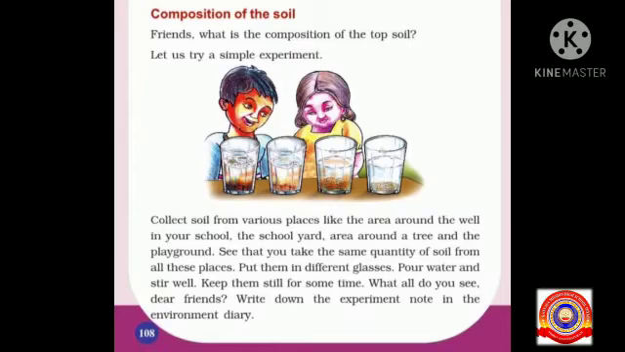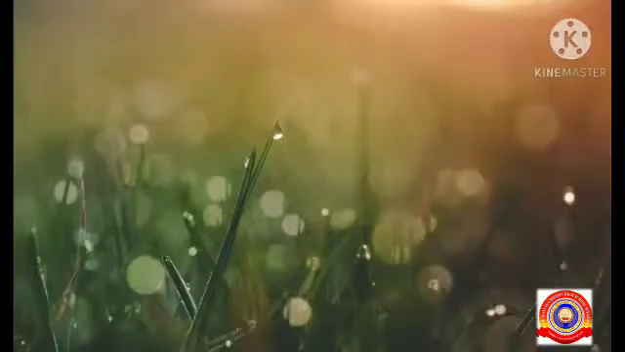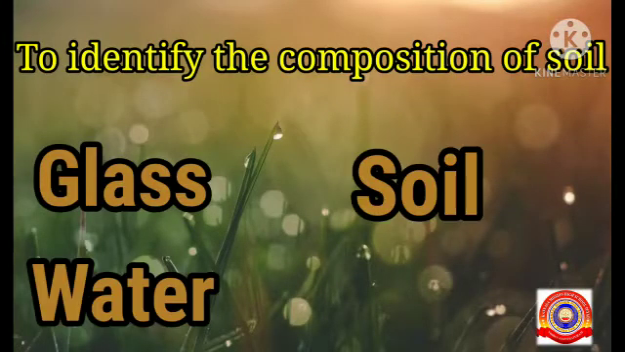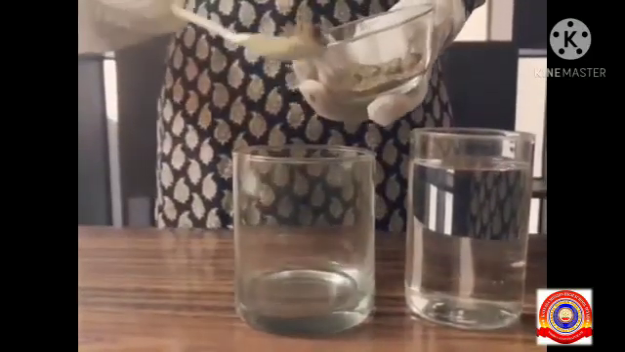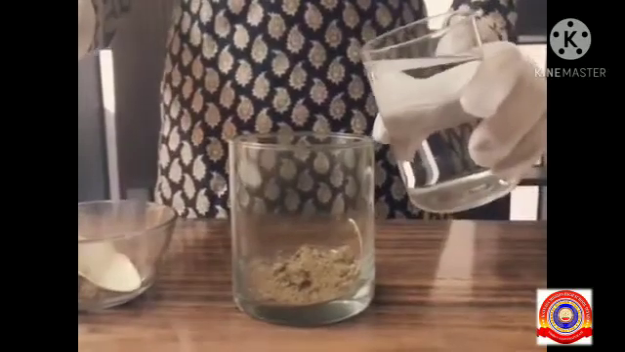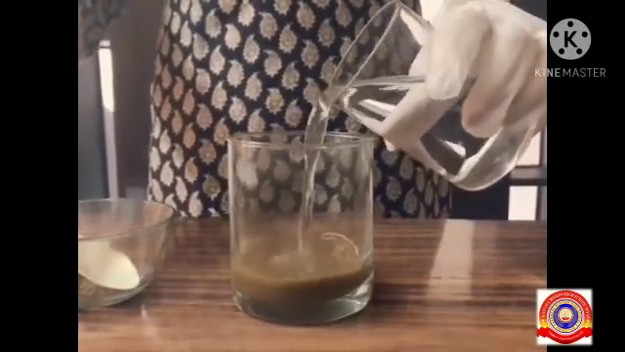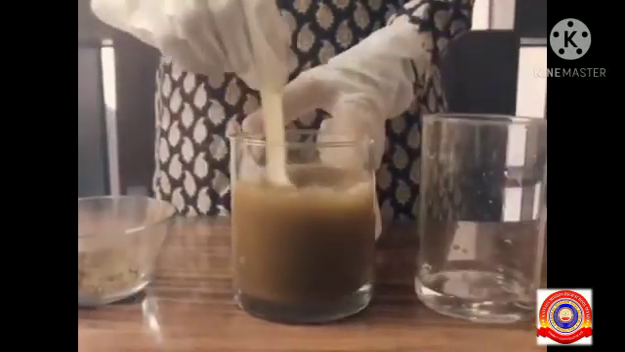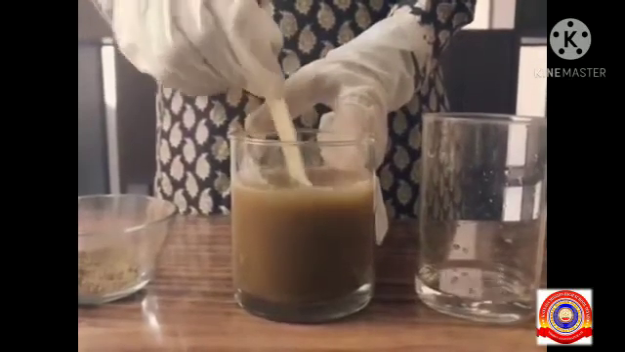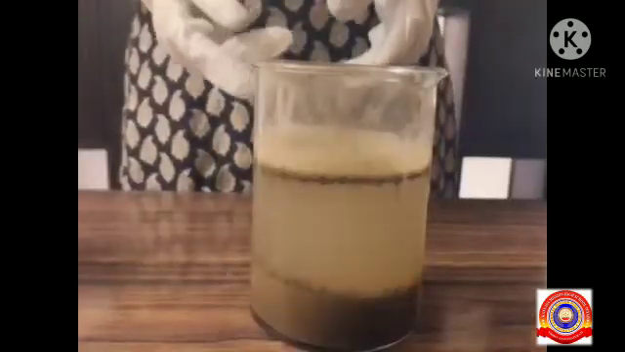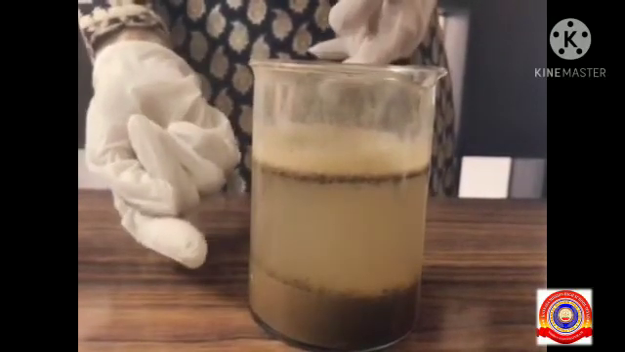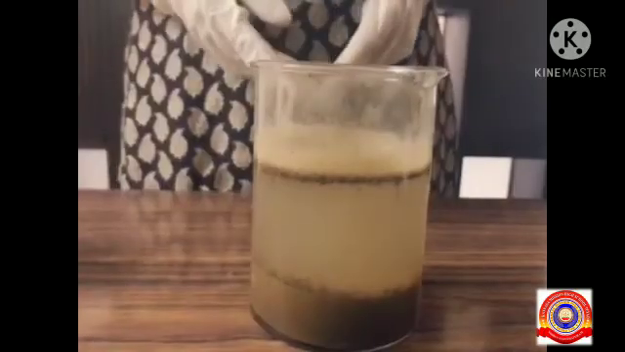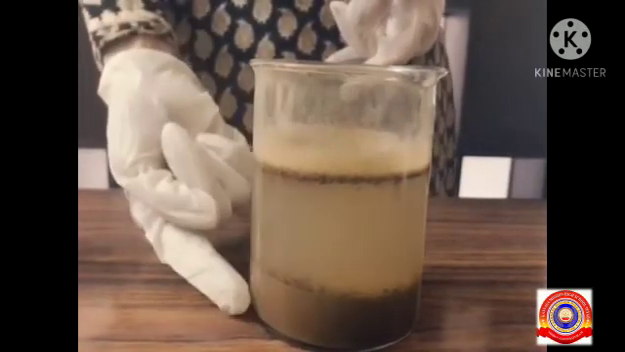For this experiment we need things like a glass, water, soil and a spoon. For doing this experiment, first we have to put some soil into the glass, then add water. After adding water, stir the water well with a spoon. After a few hours, we can see the separation of sand, that is soil, and water.